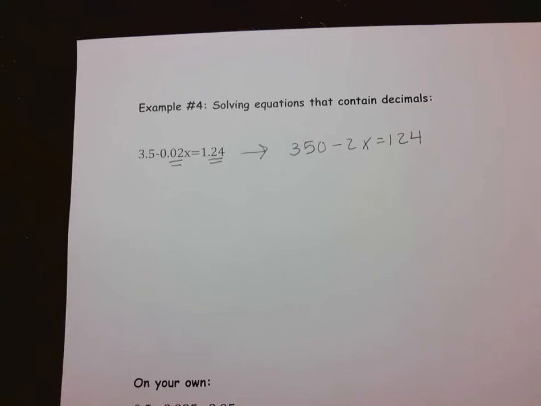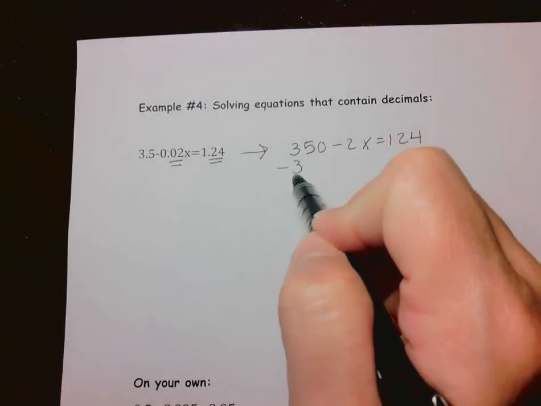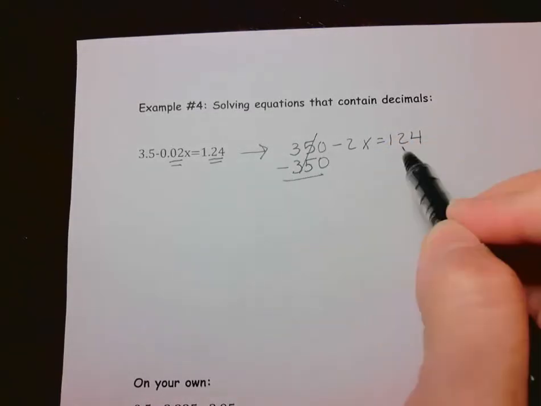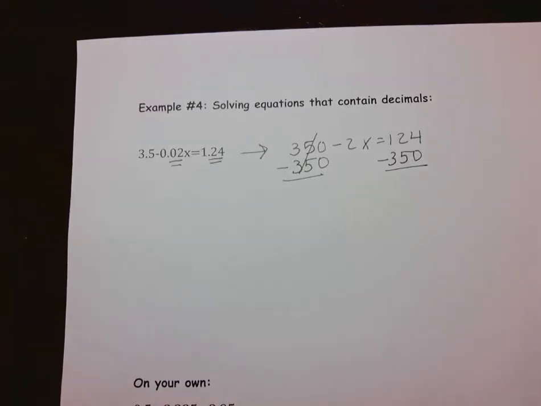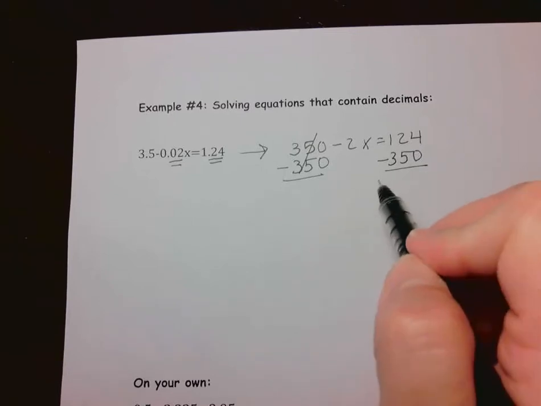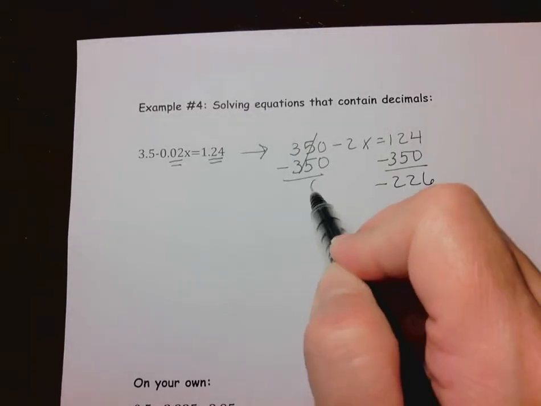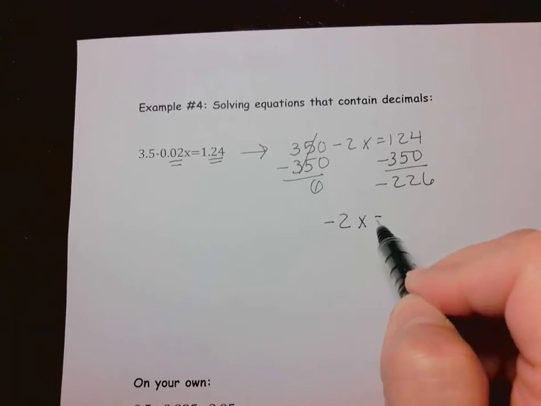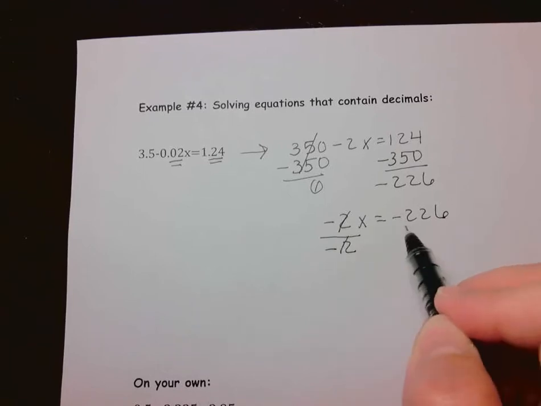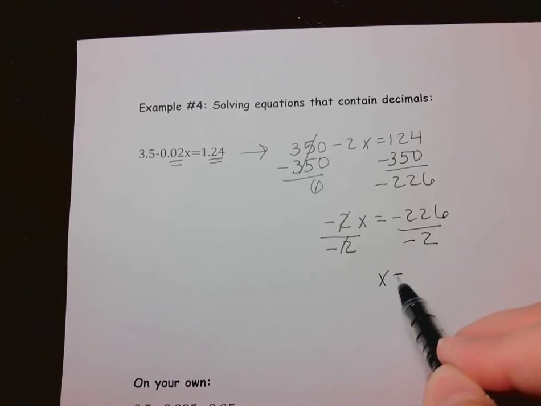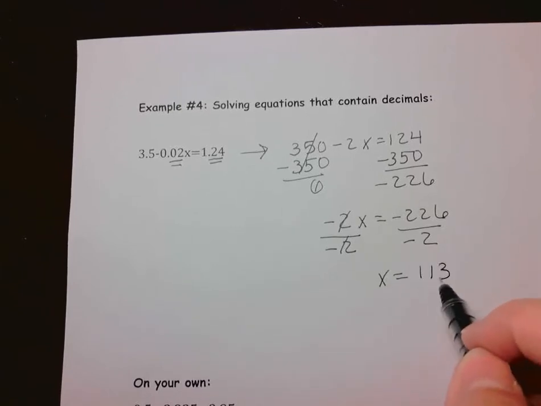So now I can go ahead and solve. I'm going to subtract 350 from both sides. Negative 226. And then I'm going to divide both sides by negative 2, excuse me. And I get 113. I did not need a calculator for that.